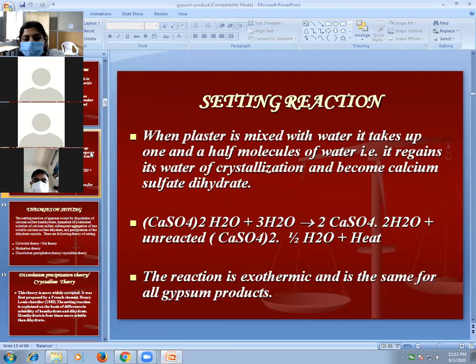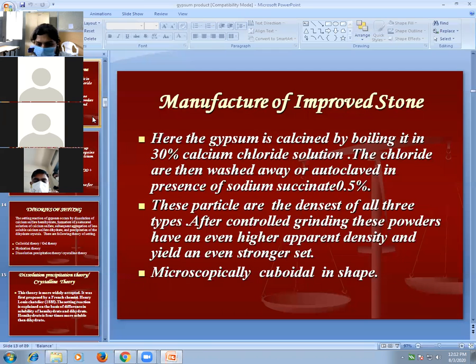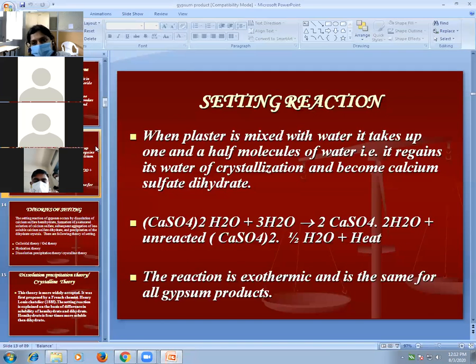Now, the setting reaction. When plaster is mixed with water, it takes 1.5 molecules of water, that is, it regains the water of crystallization and becomes calcium sulfate dihydrate, that is, it becomes gypsum again. Gypsum is calcium sulfate dihydrate. The product which we get after calcination is calcium sulfate hemihydrate, that is dental plaster.